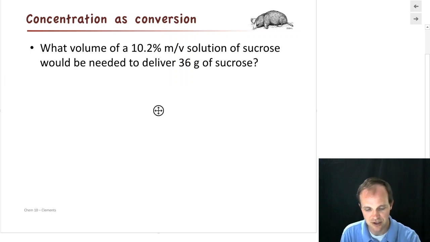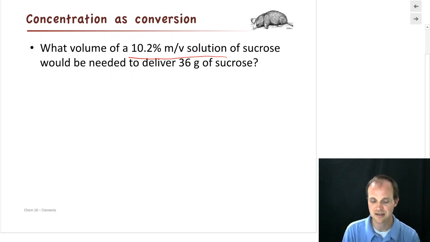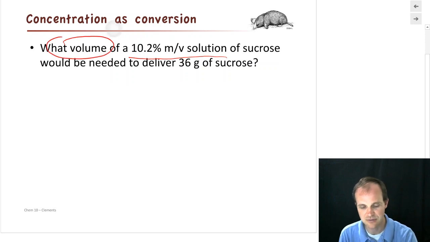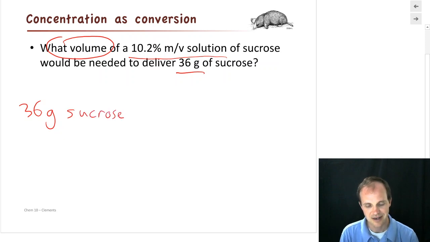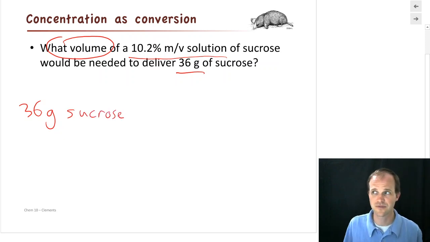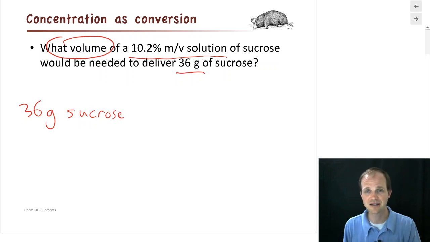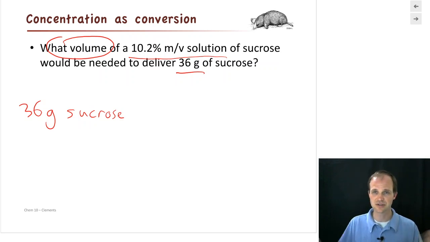I want to know what volume of a 10.2% M over V solution would be needed to deliver 36 grams of sucrose. Okay. I'm asking for volume. I've got grams. So I'm going to say 36 grams of sucrose. And I want to know volume. Now, volume is a vague unit. Nobody said exactly what unit I should be using. There's lots of volume units, which allows me to use the one that I find most convenient.